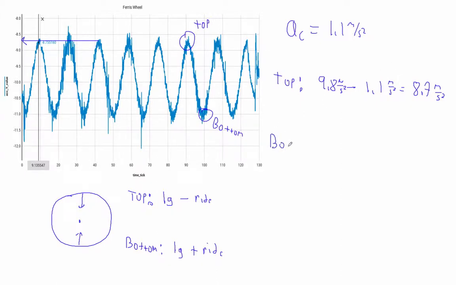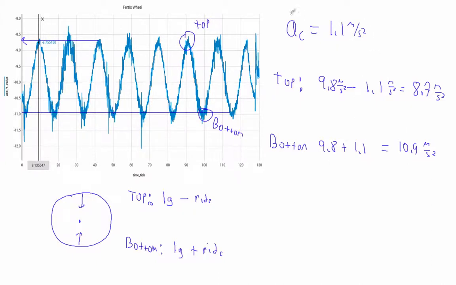At the bottom, we think it should be 9.8 plus 1.1. What is that? That's 10.9. Is it actually 10.9? It doesn't look exactly like 10.9. 10.9 would be like here, like that. It's a little beyond that. I don't know exactly what this is, but we can talk about that.